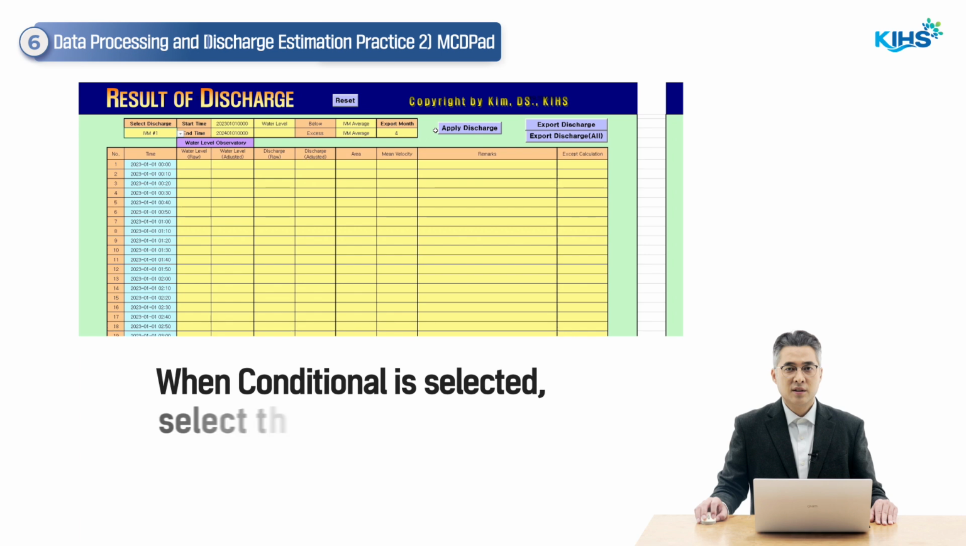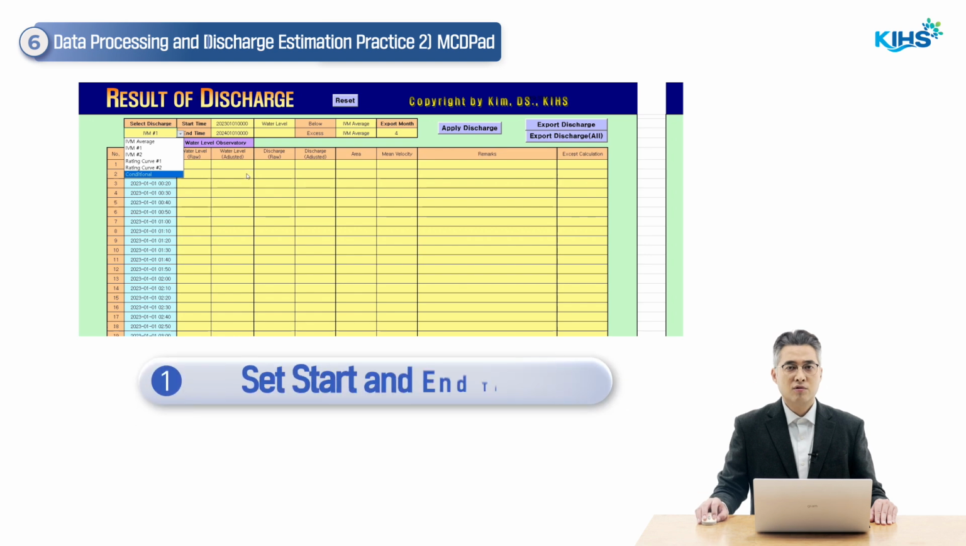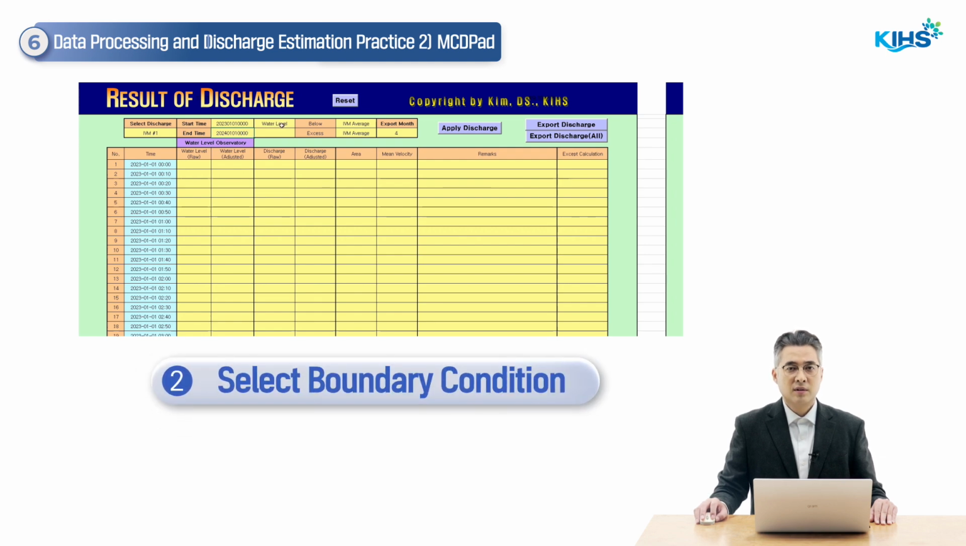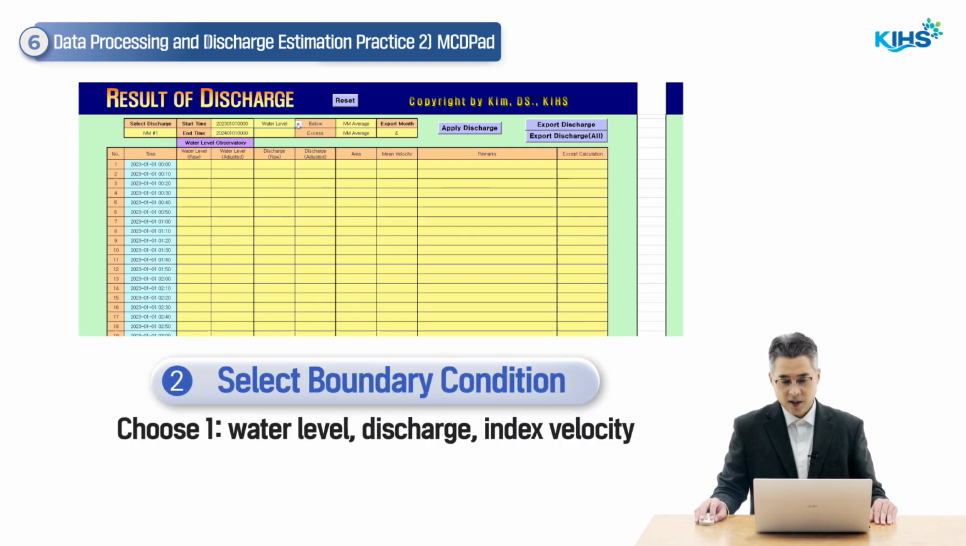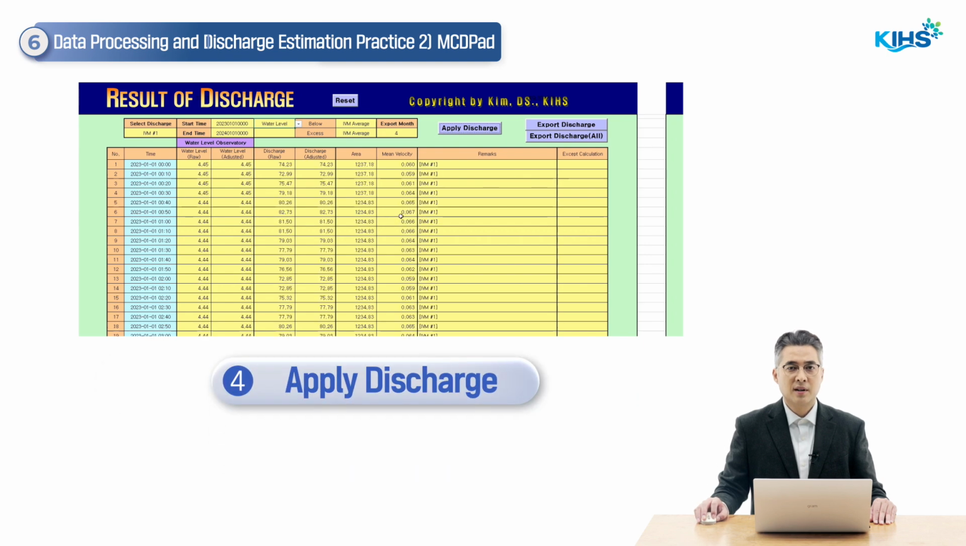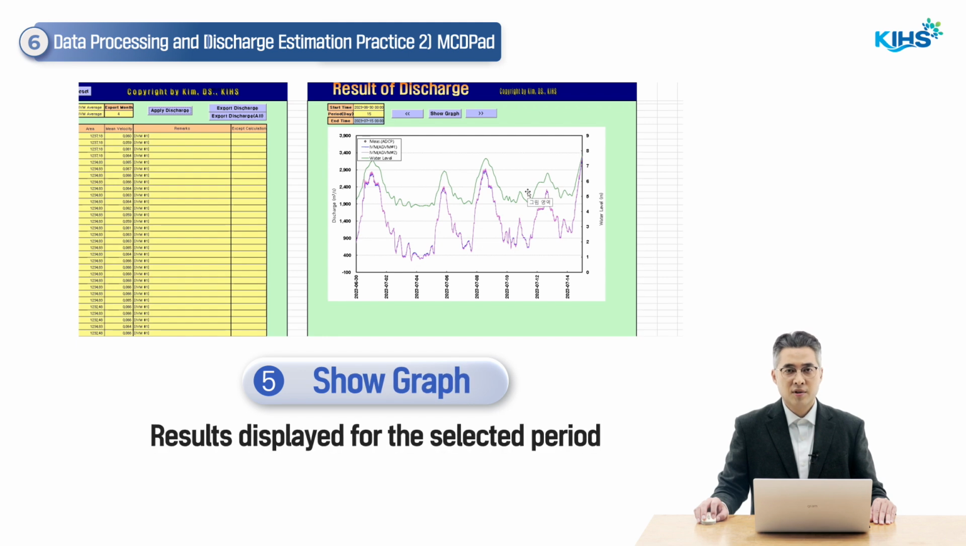If conditional is selected, different methods can be applied based on specified conditions. Next, enter the start and end times for the final discharge period. Then, select one boundary condition such as water level, discharge, or index velocity. After that, define the applicable range for each condition and apply the selected method to calculate the final discharge. Once the calculation is complete, check the graph based on the entered start date and period.